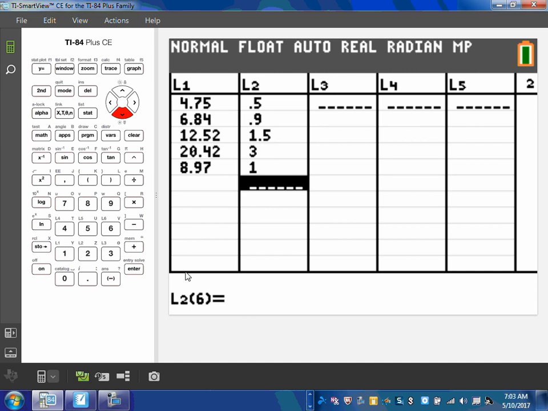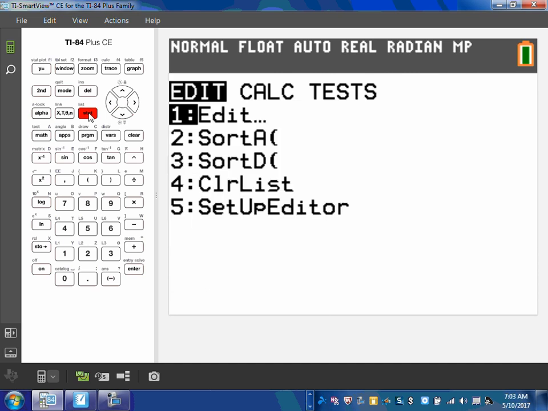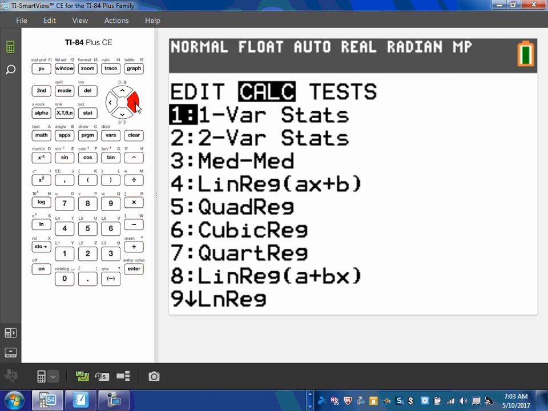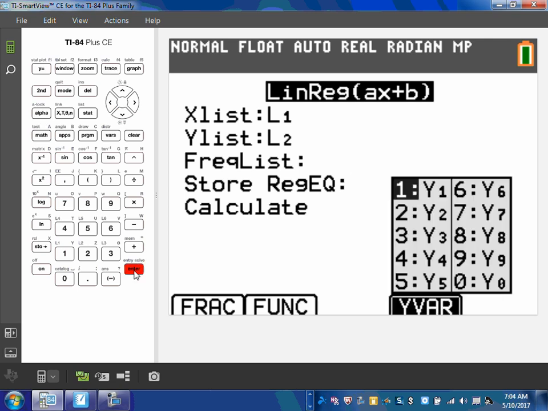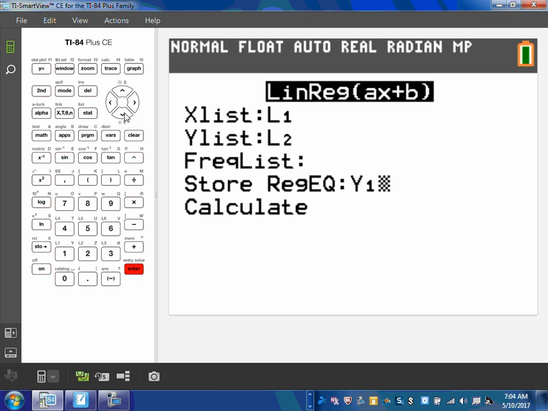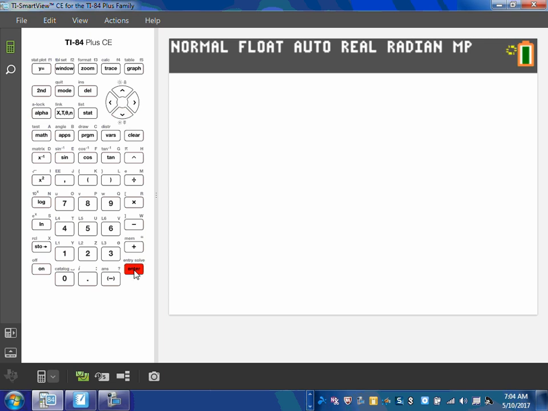Right now we're going to calculate the line of best fit. A line is linear, so we're going to do a linear regression. So we're going to hit the Stat key. We're going to arrow over to the Calc key. And then we're going to go down to number 4, a linear regression, because a line is linear. We'll hit Enter. We're going to use list 1 and list 2. And we're going to store it in Y1. Alpha, F4, which is trace, Enter. And now we calculate. Arrow down, hit Enter.